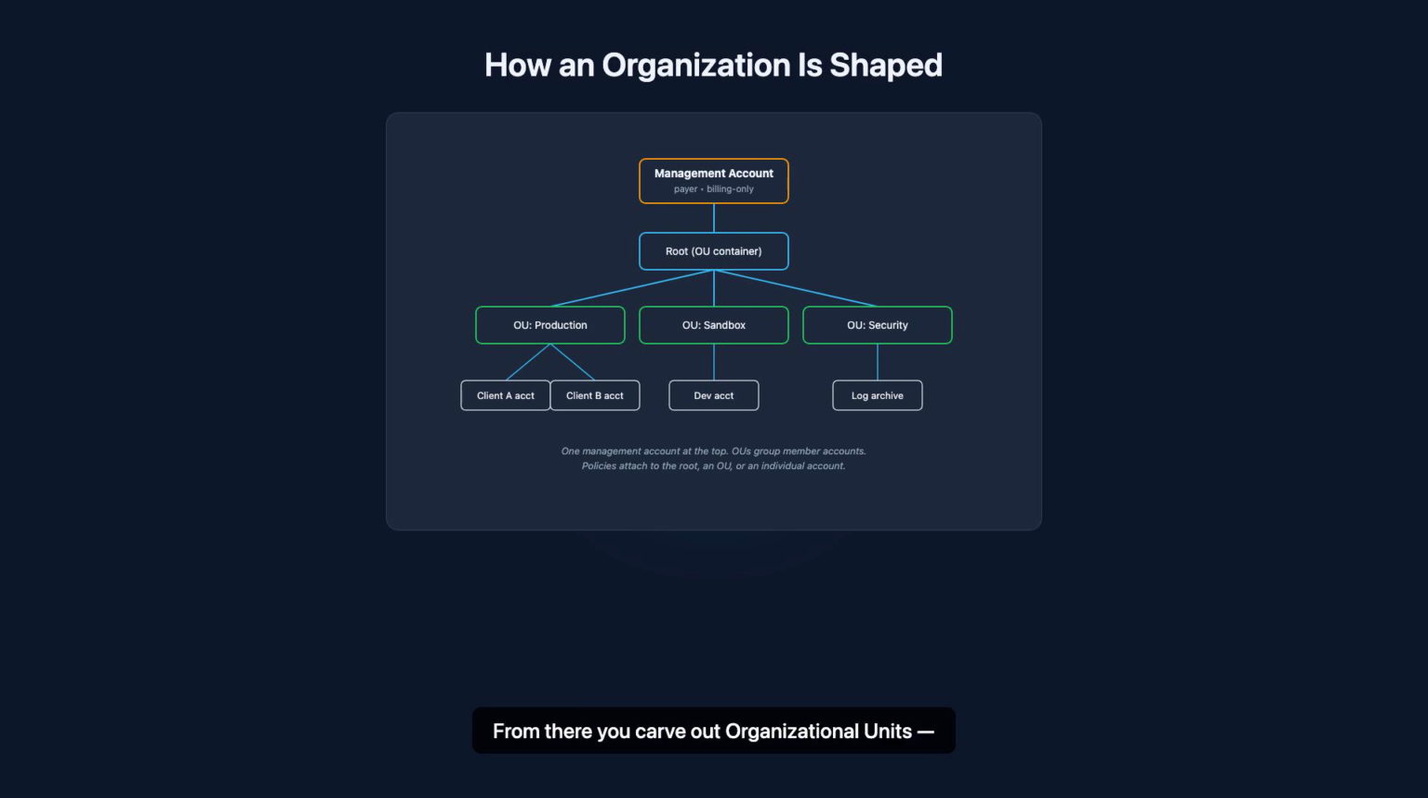From there you carve out organizational units, like production, sandbox, and security, and each OU holds member accounts. CodeGorillas' Client A and Client B accounts would slot into the production OU, dev work goes in sandbox, and a dedicated log archive lives under security. Policies attach at the root, at an OU, or at an individual account, and they flow downward.